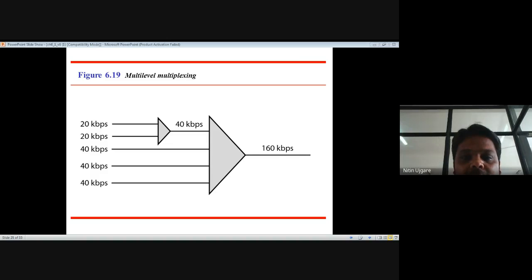Multi-level multiplexing is a technique which is used when the data rate of an input line is a multiple of others. For example, in this figure, we have 2 inputs of 20 kilobits per second and 3 inputs of 40 kilobits per second. So the first 2 input lines can be multiplexed together to provide a data rate equal to the last 3. And the second level of multiplexing can create an output of 160 kilobits per second. So this is multi-level multiplexing.